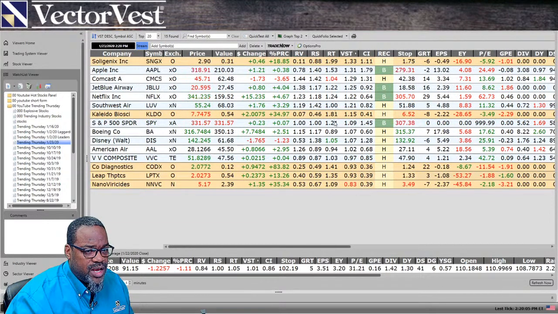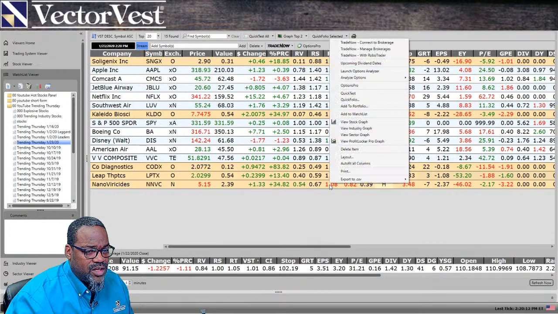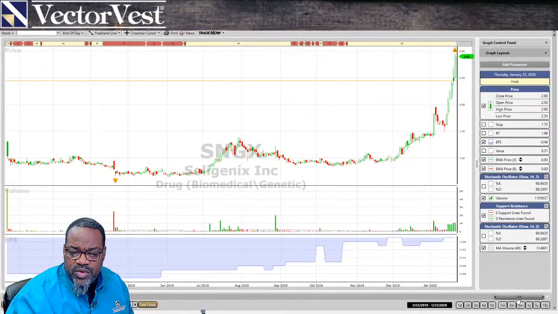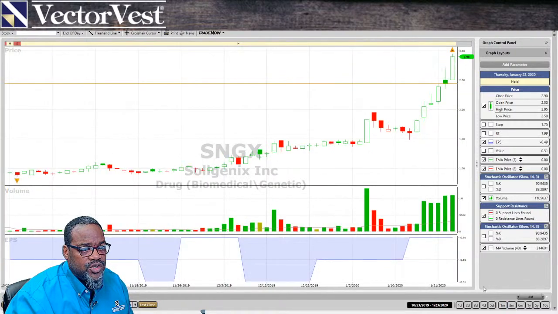This is where RT comes in. All of them are above the value of one, and they are in uptrend. So I'm going to right click. I only check those. Look at the graphs. All right, first one, SNGX, put this on a 3-month graph. Man, that stock is moving.